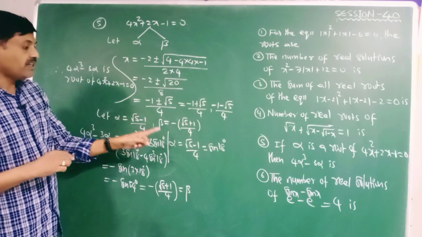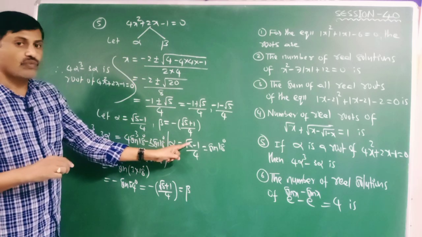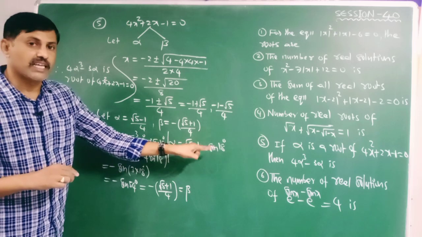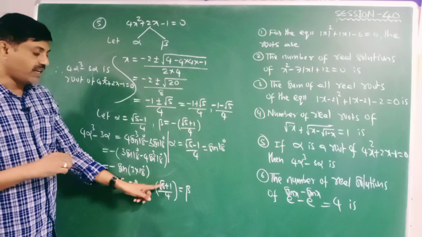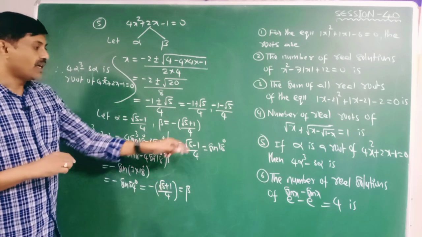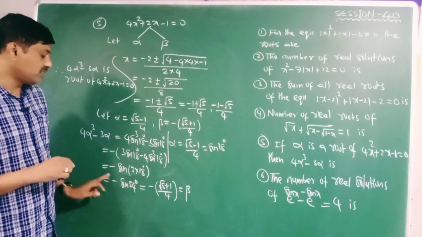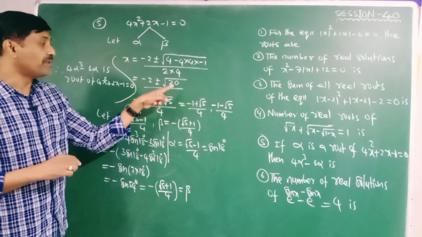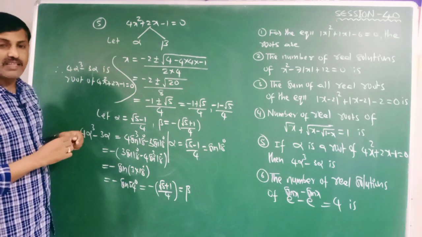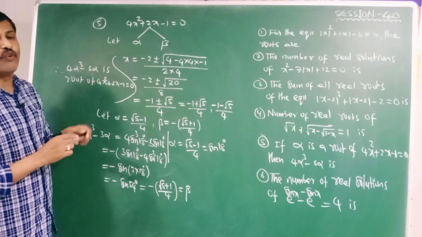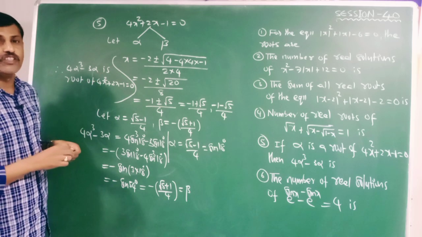Here we have to know alpha is equal to root 5 minus 1 by 4, which is nothing but sine 18 degrees. Now sine 54, you know very well, is root 5 plus 1 by 4. As already we got here minus, this is nothing but beta. Beta is also a root of this. Therefore, 4 alpha cube minus 3 alpha is also a root of 4x square plus 2x minus 1 is equal to 0.